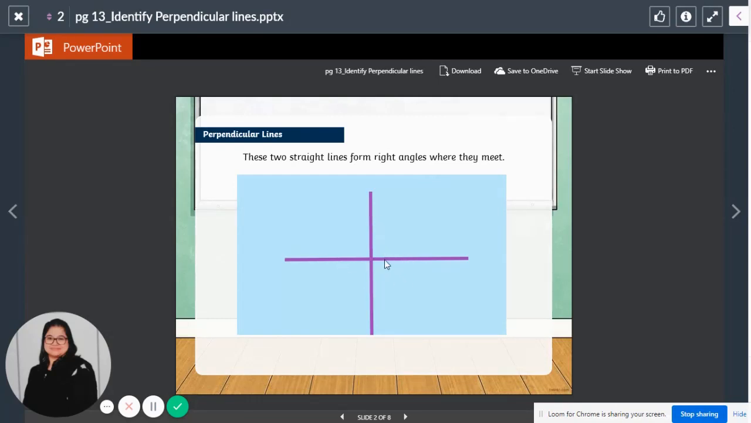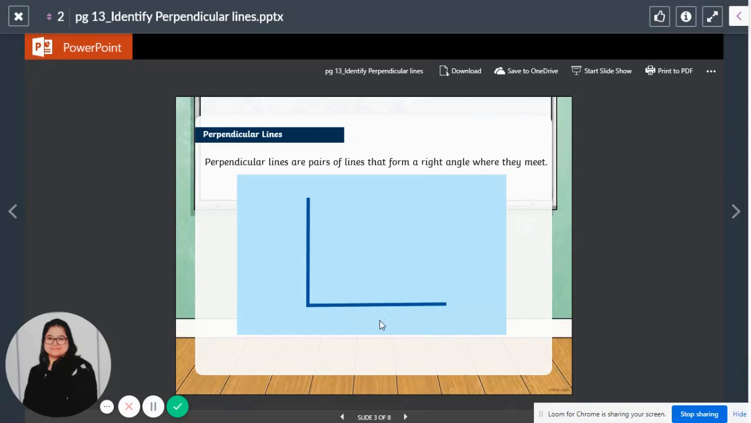Is this the only angle formed by these two lines? No, they are crossing over. So, this is an angle formed. This is another one which is formed. Another one and here. So you can see these four angles are formed because of these two lines crossing each other. And all of these angles are right angles. Why? Because they form a perfect L shape.